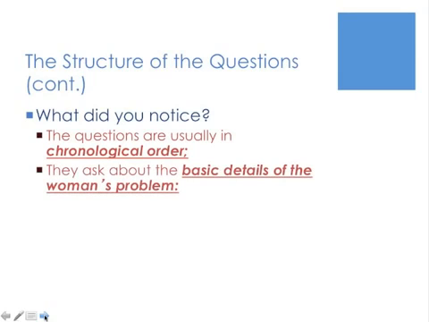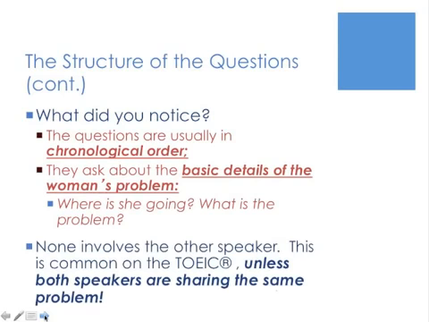But they are also about the basic details of the woman's problem. Where is she going? What is the problem? None of these involves the other speaker. This is very common on the TOEIC, unless both speakers are sharing the same problem. Perhaps they're co-workers and they're trying to fix a copying machine. That would be a situation where both people would be involved in discussing the problem, and both of them might have particular ideas or opinions. But in this case, it's really more about one person explaining his or her problem, and then the other person just asking questions about it.